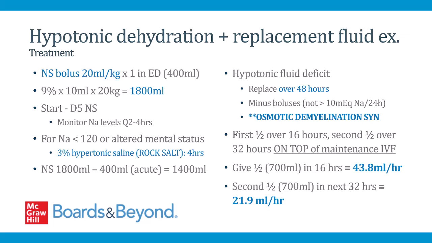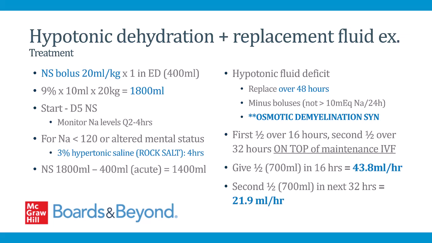For hyponatremic fluid resuscitation, this fluid deficit should be replaced more slowly over 48 hours with a change in serum sodium by no more than 10 milliequivalents per 24 hours. In hyponatremic dehydration, this is to minimize the risk of osmotic demyelination syndrome that can occur with a rapid change in serum sodium. This is the opposite of cerebral edema that you see in rapid sodium changes with hypernatremic dehydration. After you first subtract what was given during the acute phase of volume resuscitation in the ED, you will give half of this deficit over 16 hours, with the second half over 32 hours on top of maintenance IV fluids.